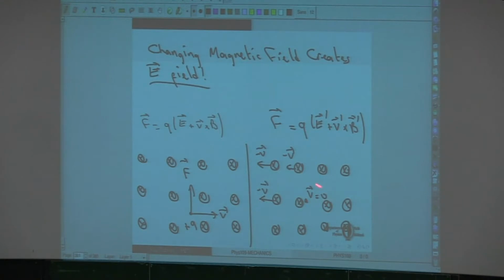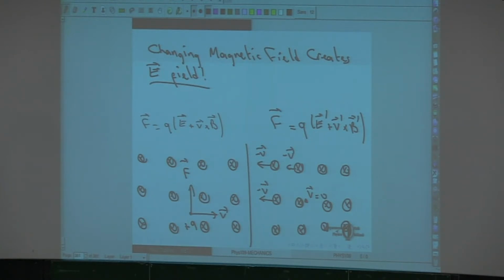But you see that for you, the particle is at rest. It's not moving. So it feels a force, which is upward, but it feels a force even if it's at rest. And according to this definition of the electric force, the force that it feels at 0 velocity has to be an electric force. So you are making an observation.